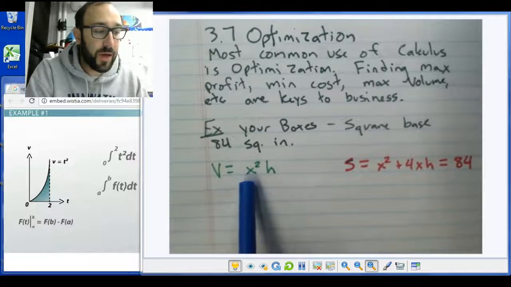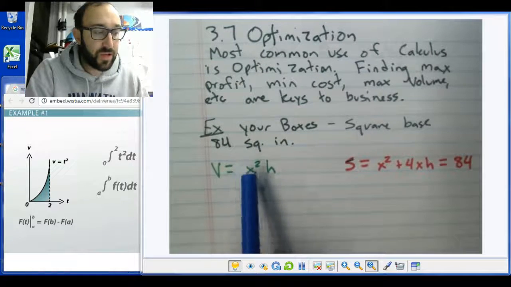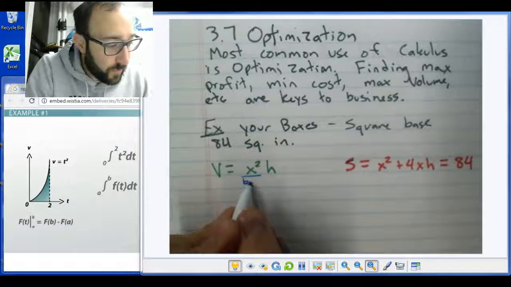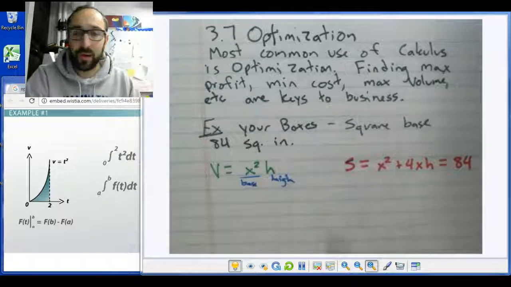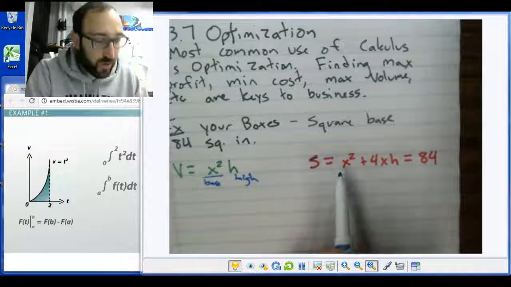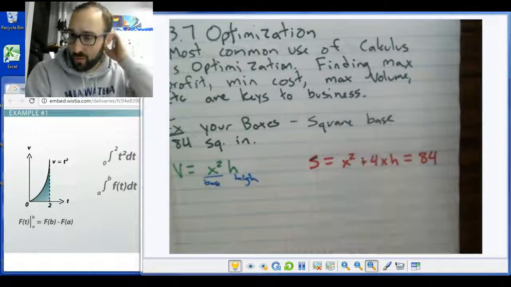We know our volume is going to be x squared h, because x squared is our base, and h is the height. So we have base times height equals our volume. And then surface area is going to be x squared plus 4xh equals 84. And you say, well, where'd you come up with that?